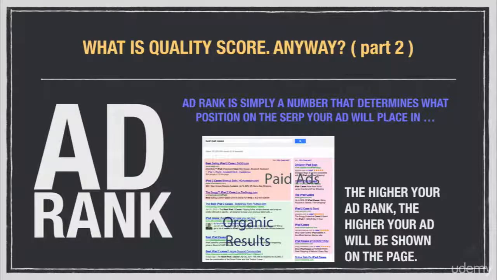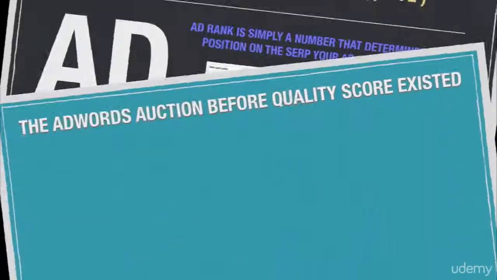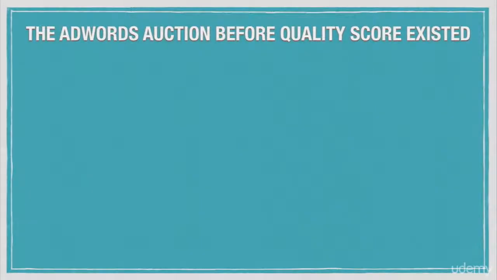Great question. Let's take a closer look at how ad rank was calculated in the pre-quality score era. Quality score was introduced in 2005, and up until then, the AdWords auction was a really simple thing. The only thing that really mattered was your max cost per click, or CPC, for any given keyword. Or in other words, how much you told Google you were willing to pay for an ad click triggered by a specific query. Let's take a look at an example auction.